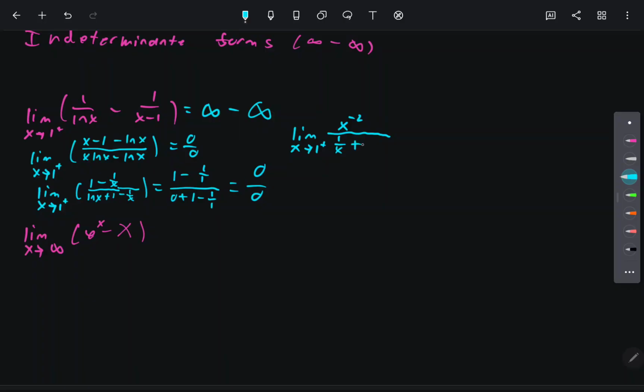plus x to the power of -2. Now plugging in 1, we will get 1 in the numerator, and in the denominator we're going to get 2. So we get 1/2 as our answer to our limit.